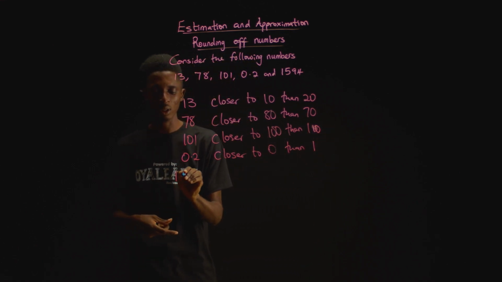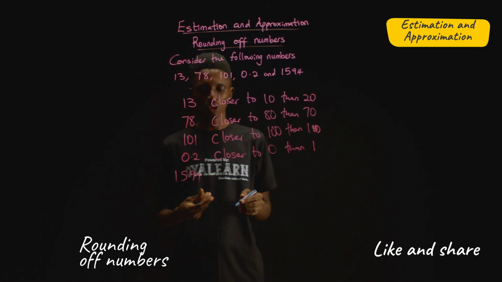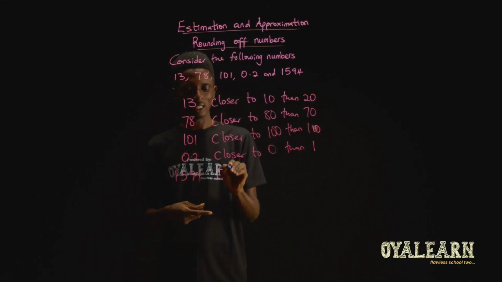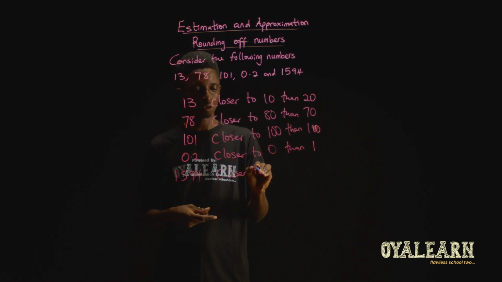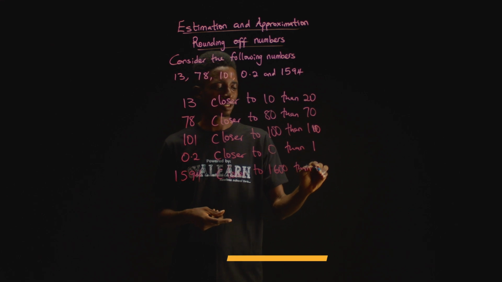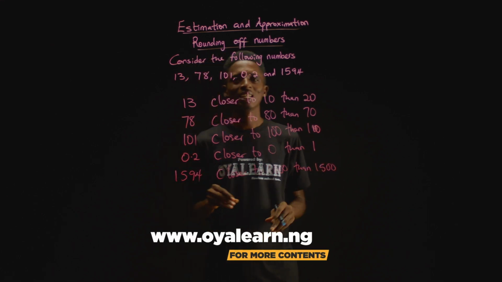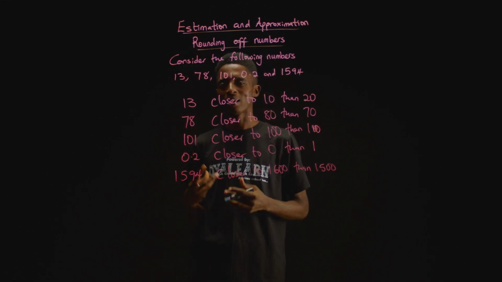And then when you have 1594 of an object, you agree with me that such is closer to 1600 than 1500. Now it is based on this that rounding off of numbers works.